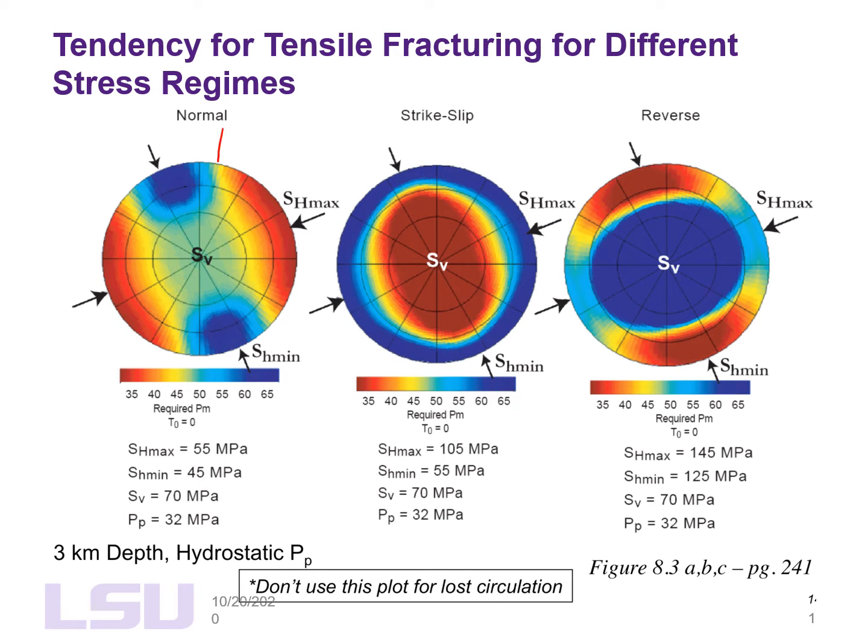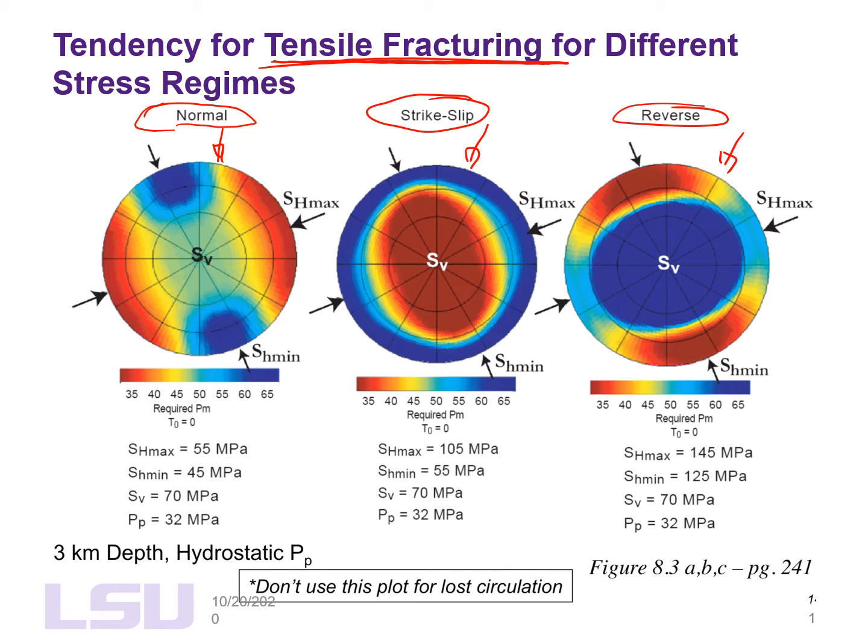And these are the results from the numerical modeling tool for drilling-induced tensile fractures at different regimes. Unlike for wellbore breakouts, this is the required mud pressure. For wellbore breakouts, this was what? It was UCS, required UCS. And again, the color code has been switched so that blue is the high value.